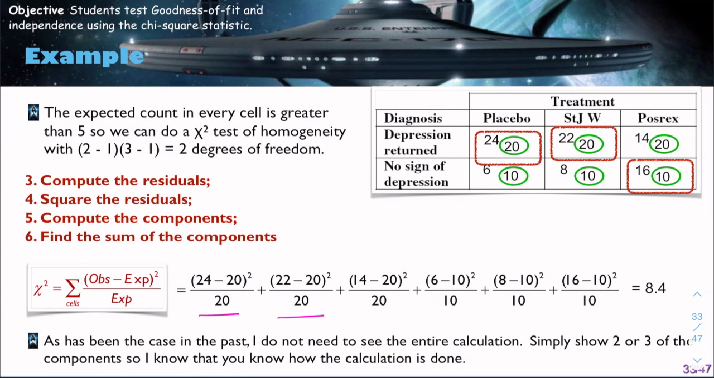If you can show me one or two of these calculations, then let the calculator do the rest of the work for you. So as has been the case in the past, I do not need to see the entire calculation, but you do need to show me something that's not just what the calculator did for you. So show 2 or 3 of the components so I know that you know how the calculation is done. That's the important piece. So show me a couple and then we can move on.